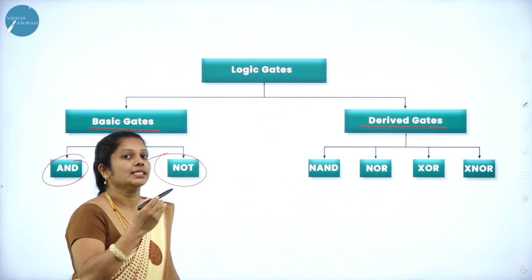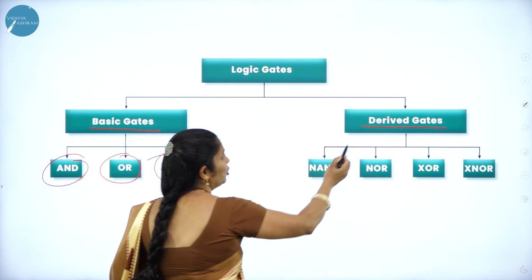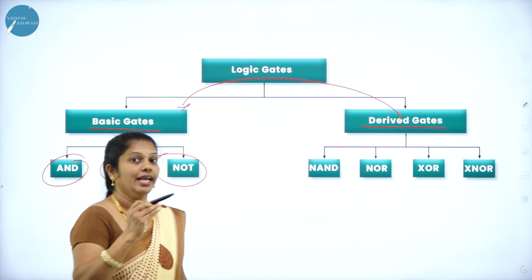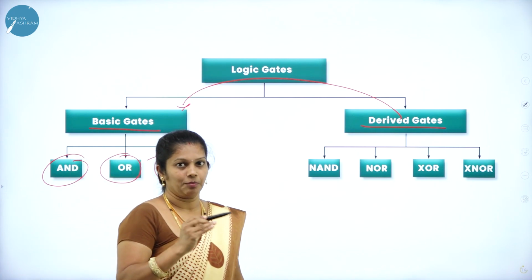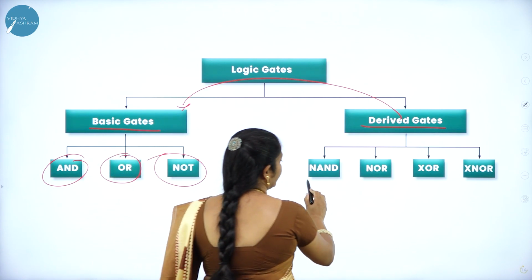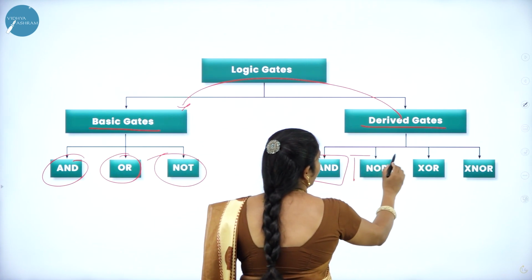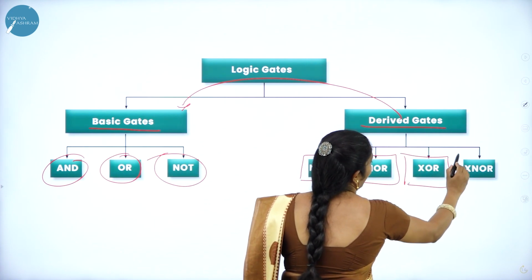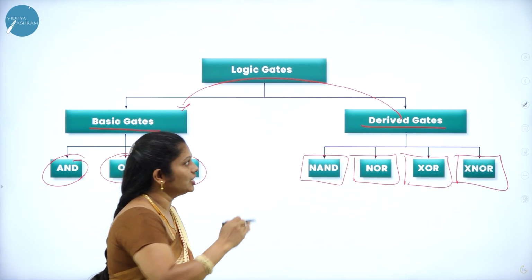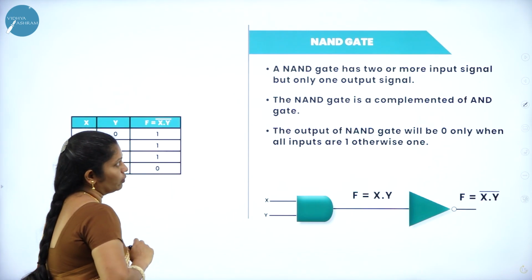What do we mean by derived gates? The name itself suggests that they are derived with the help of basic gates only. When we come to the types of derived gates, the first is the NAND gate, then the NOR gate, XOR gate, and XNOR gate. These are the 4 derived gates you will get. First, we will explain them one by one.